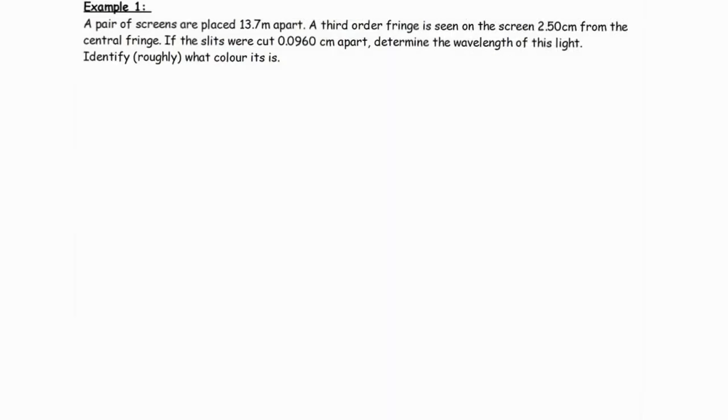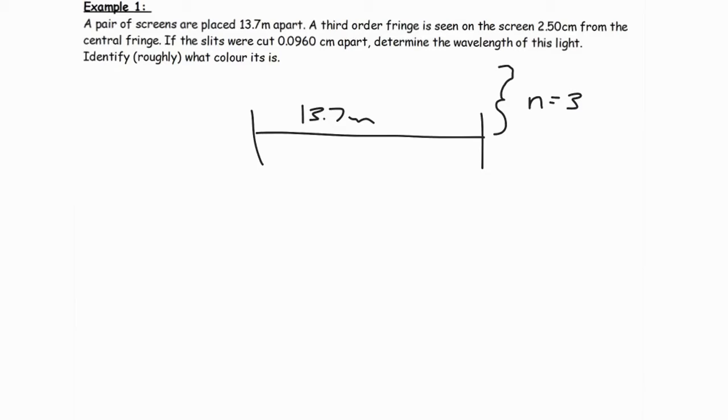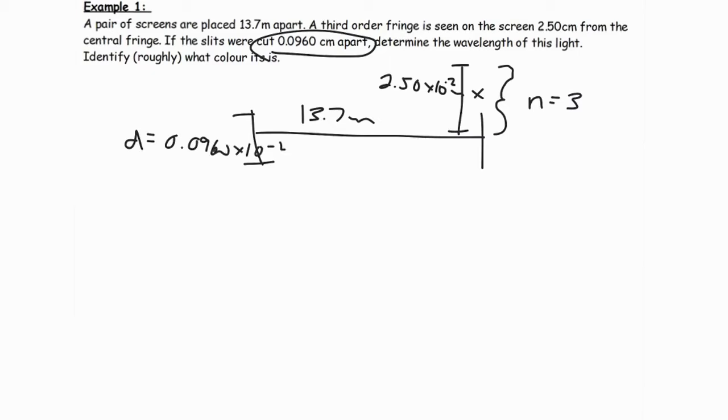So here we have a question. We have a pair of screens placed 13.7 meters apart. So we have a screen here and a screen here. That's 13.7 meters. We see a third order fringe, so this is n equals 3. And that distance from the central fringe is 2.50 times 10 to the negative 2 meters. The distance between the slits is 0.0960 times 10 to the negative 2 meters. And we want to find the wavelength and what color it is.